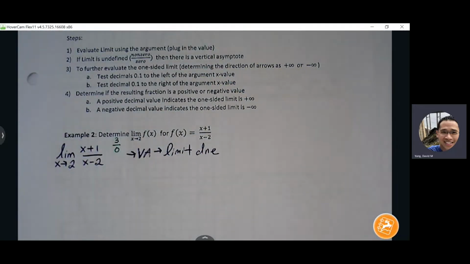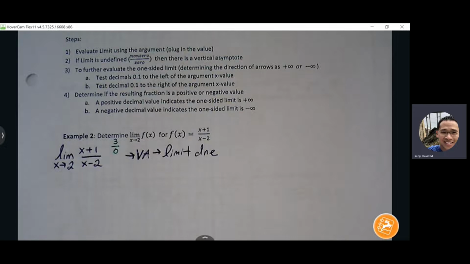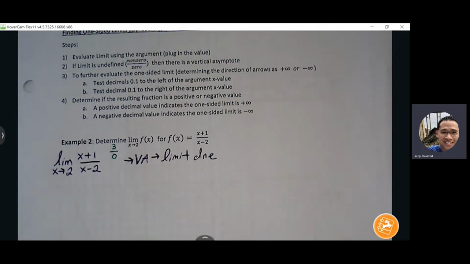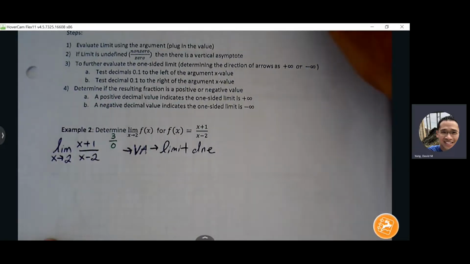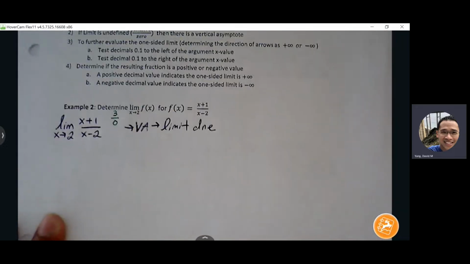Okay. So in the past, we would go ahead and stop because we already found the limit. Well, the limit doesn't exist. But we're going to go a little further. And like I said before, we're going to dig a little deeper about what's happening around this graph. Okay. So we know there's a vertical asymptote at 2.